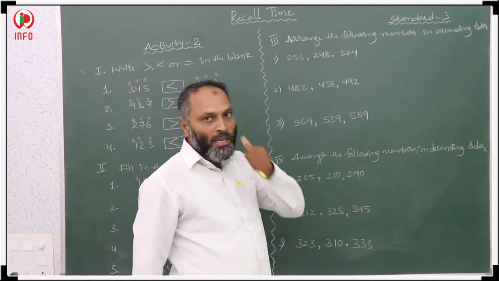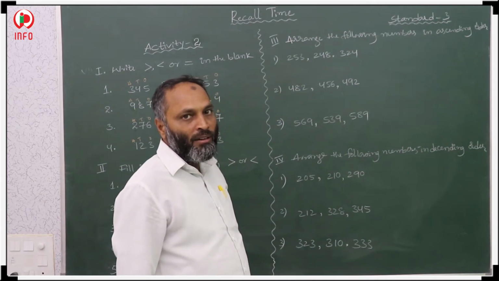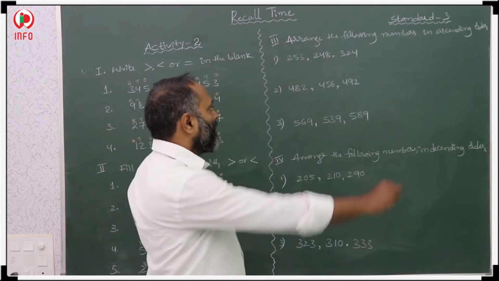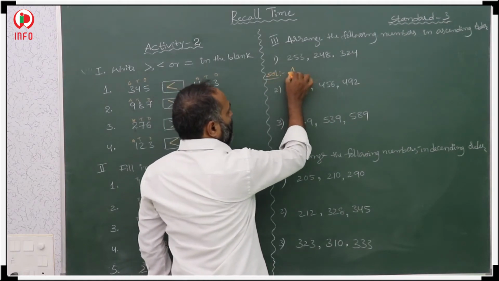Arrange the following numbers in ascending order and descending order. Ascending order means increasing order. Descending order means decreasing order we have to arrange. The first one, ascending order.